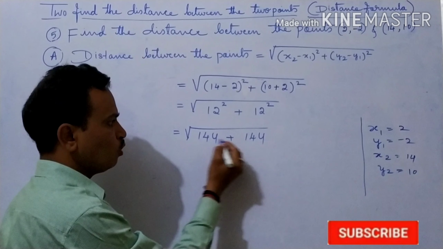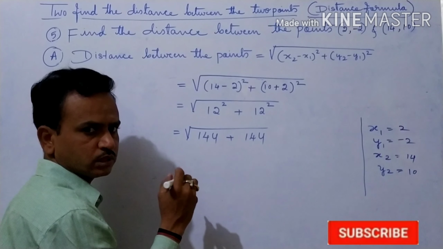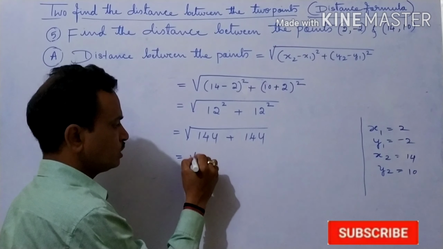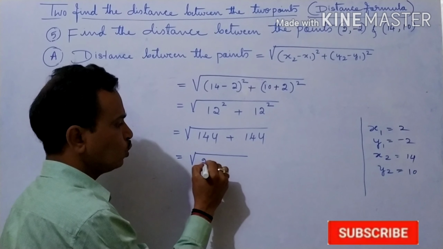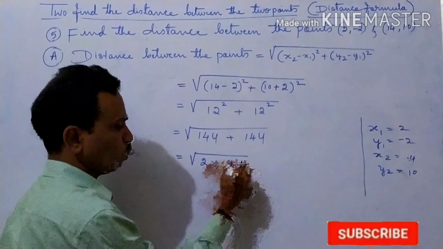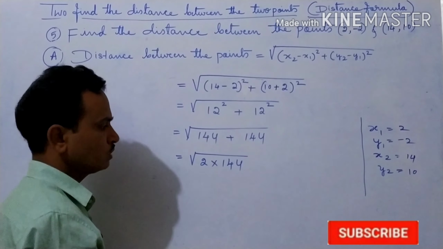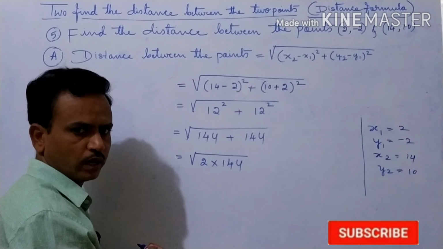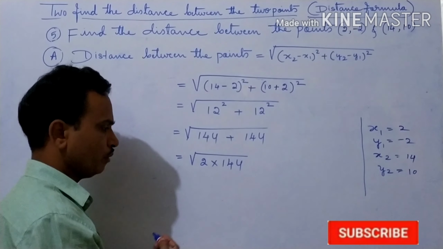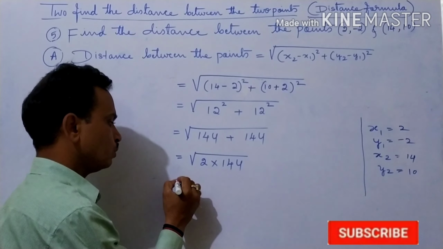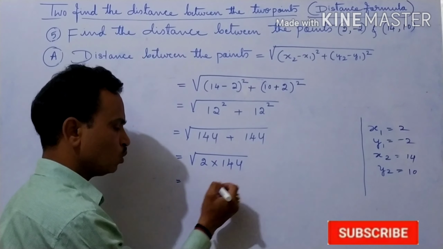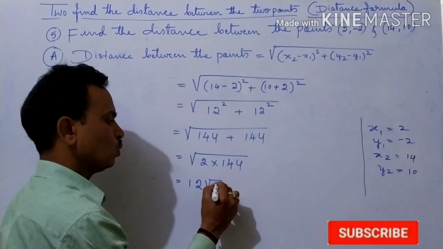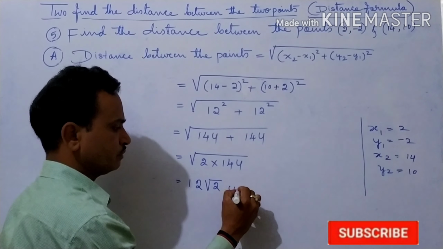Now how many times 144? 2 times. That means now what should we do? First take the square root symbol, 2 into 144. Now the square root of 144 we know is 12. So this can be written as 12 root 2 units.